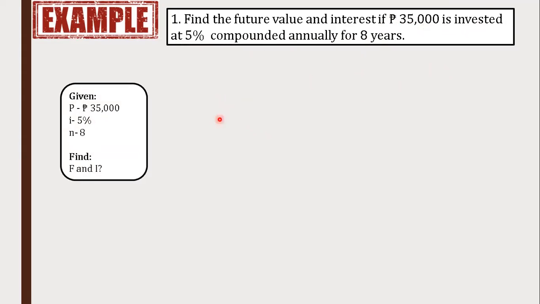Therefore, we have the principal, which is 35,000, interest rate, which is 5%, and n is equal to 8 because that's only annually and for 8 years. So we only divide 8 divided by 1. We paid once every year for the whole 8 years. So that's why n should be equal to 8. And we need to find F and I.